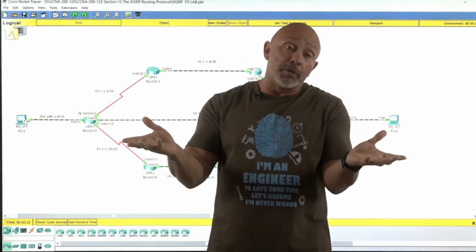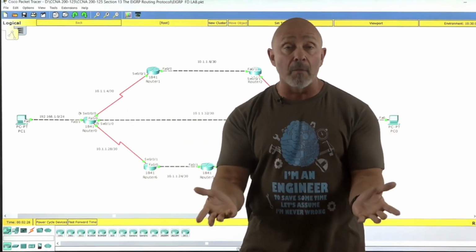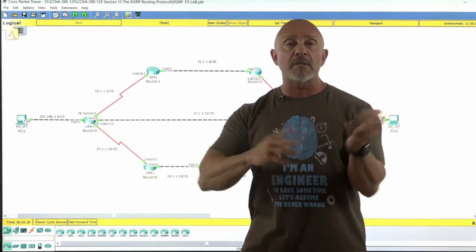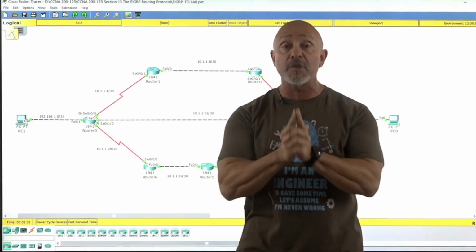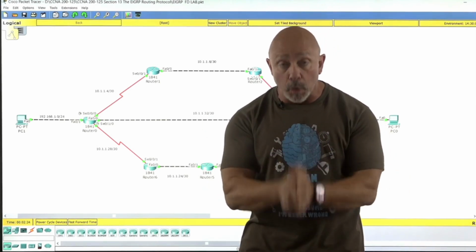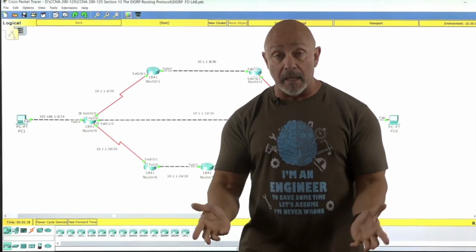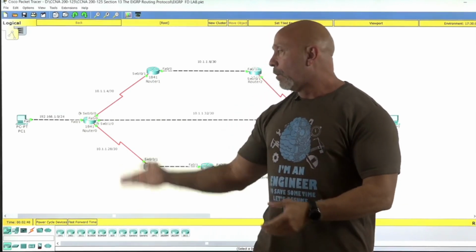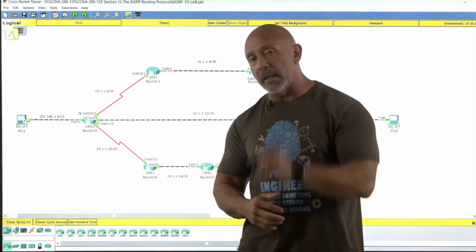And in order for us to do that, we have to mess around with the bandwidth. Now you can also mess around with the delay if you want to change things for other reasons, but know that you can do this because EIGRP's algorithm, the DUAL algorithm, does pay attention to the bandwidth and delay, right, which are their K values, to make a best path decision. See you in the next.